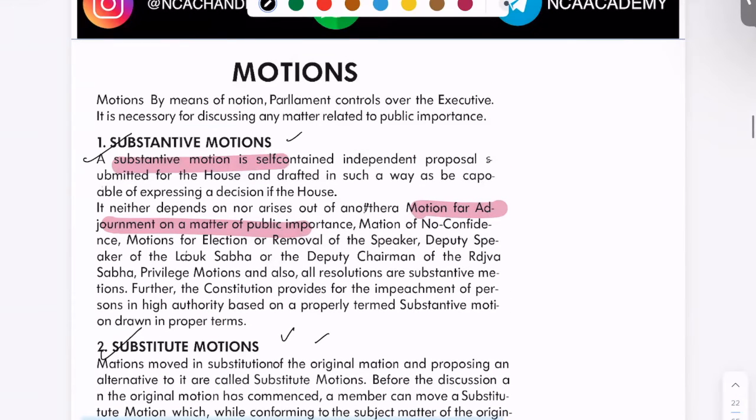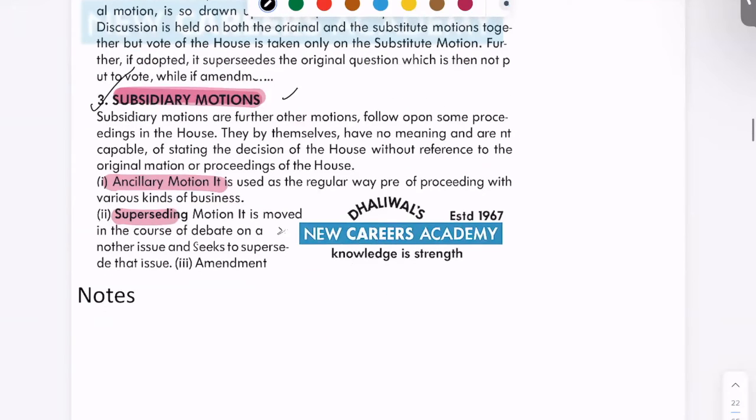First is substantive. Already means that there is a complete mention of whatever is required. Substitute क्या होता है? In place. Subsidiary motion is addition.